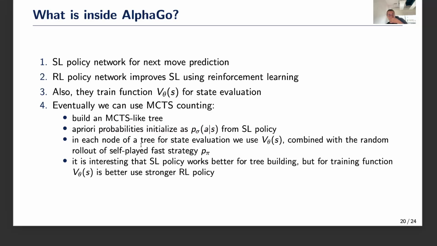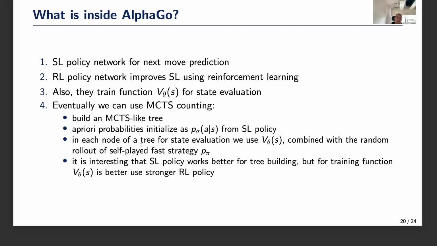When expanding a node, AlphaGo doesn't treat all actions equally. Instead, it uses the SL policy network to bias the tree expansion towards promising moves, and this acts as a kind of prior probability. So it focuses the search on the top 20 most promising moves out of more than 200. Interestingly, it turns out the SL policy works better for tree building than the RL policy.